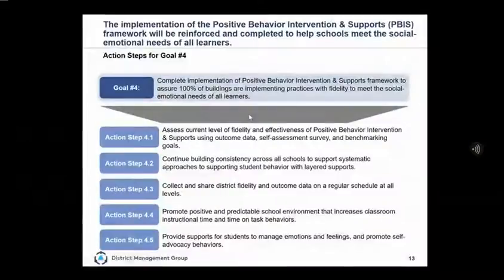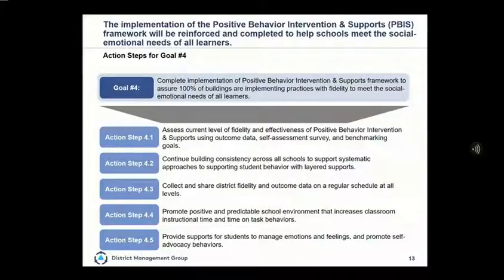There we go. This one really is just about fidelity with PBIS and the systems that we use, the way that we collect and share data, the way that we are looking at fidelity across all of our schools, and the way that we're providing supports to our students for those self-advocacy kinds of behaviors, things like Second Steps, things like proactively working with counselors. Can I move a little quickly through these?